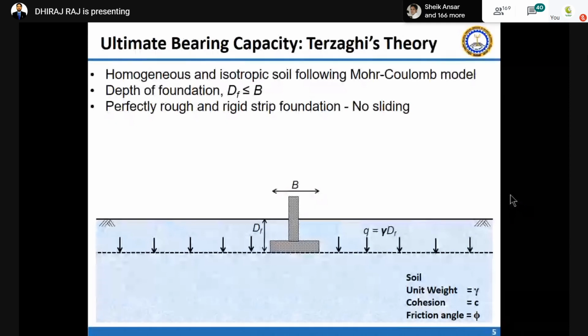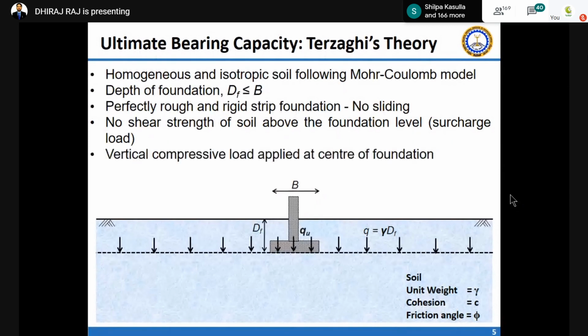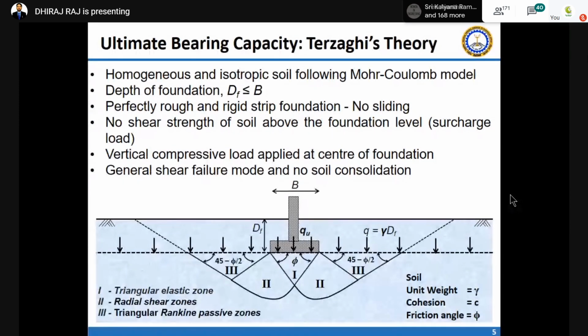The soil above the foundation level is replaced by a surcharge load, and the vertical compressive load is applied at the center of the foundation. This is important. He assumed a general shear failure mode and no soil consolidation beneath the foundation. He found the failure surface consists of three zones: the triangular elastic zone, the radial shear zone, and the triangular Rankine zone.